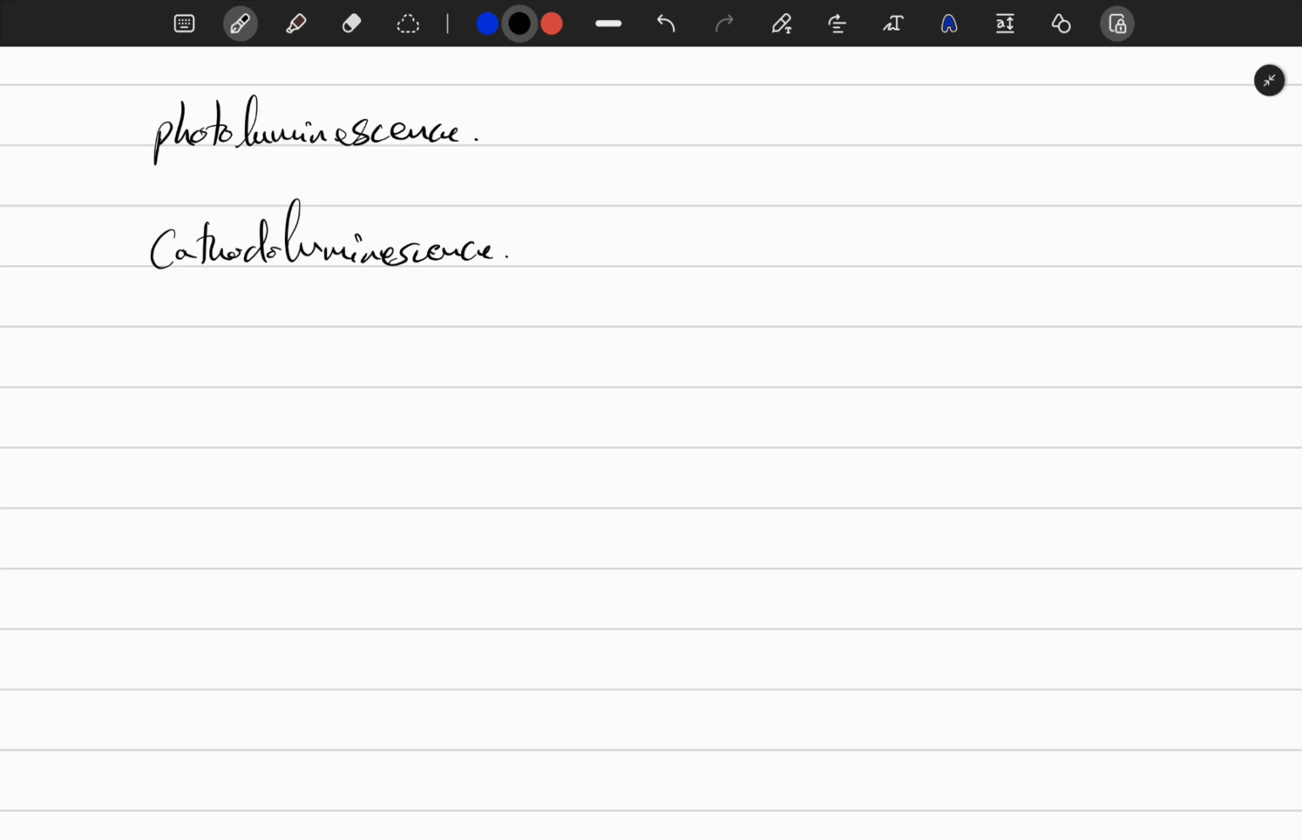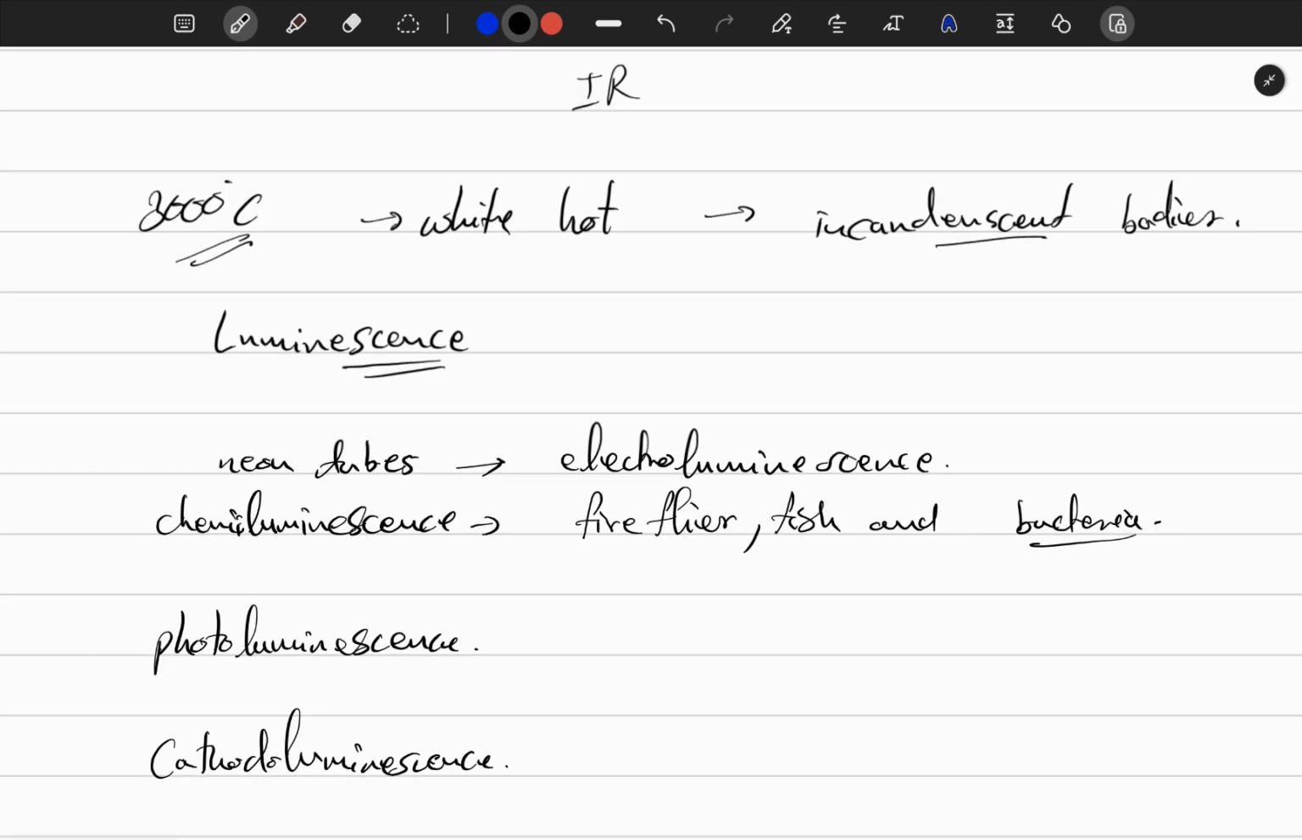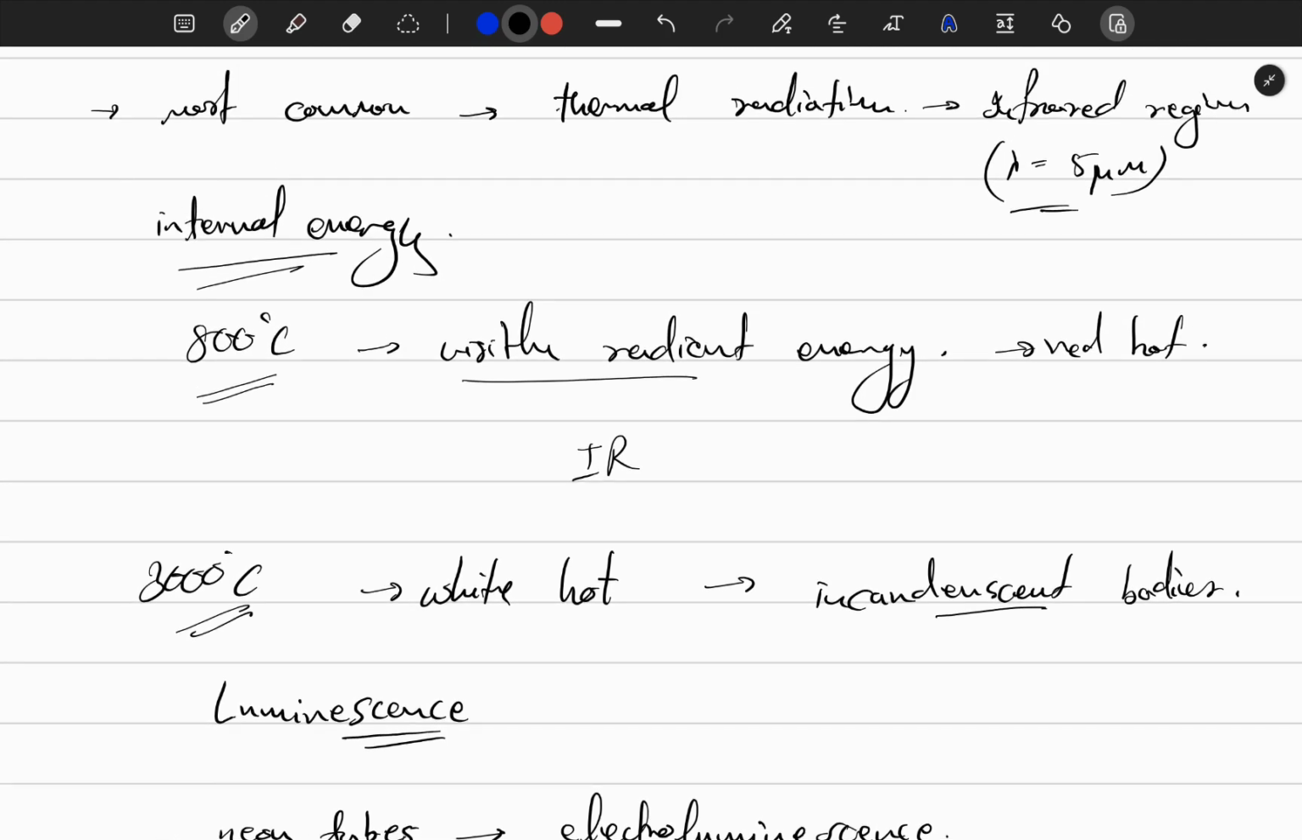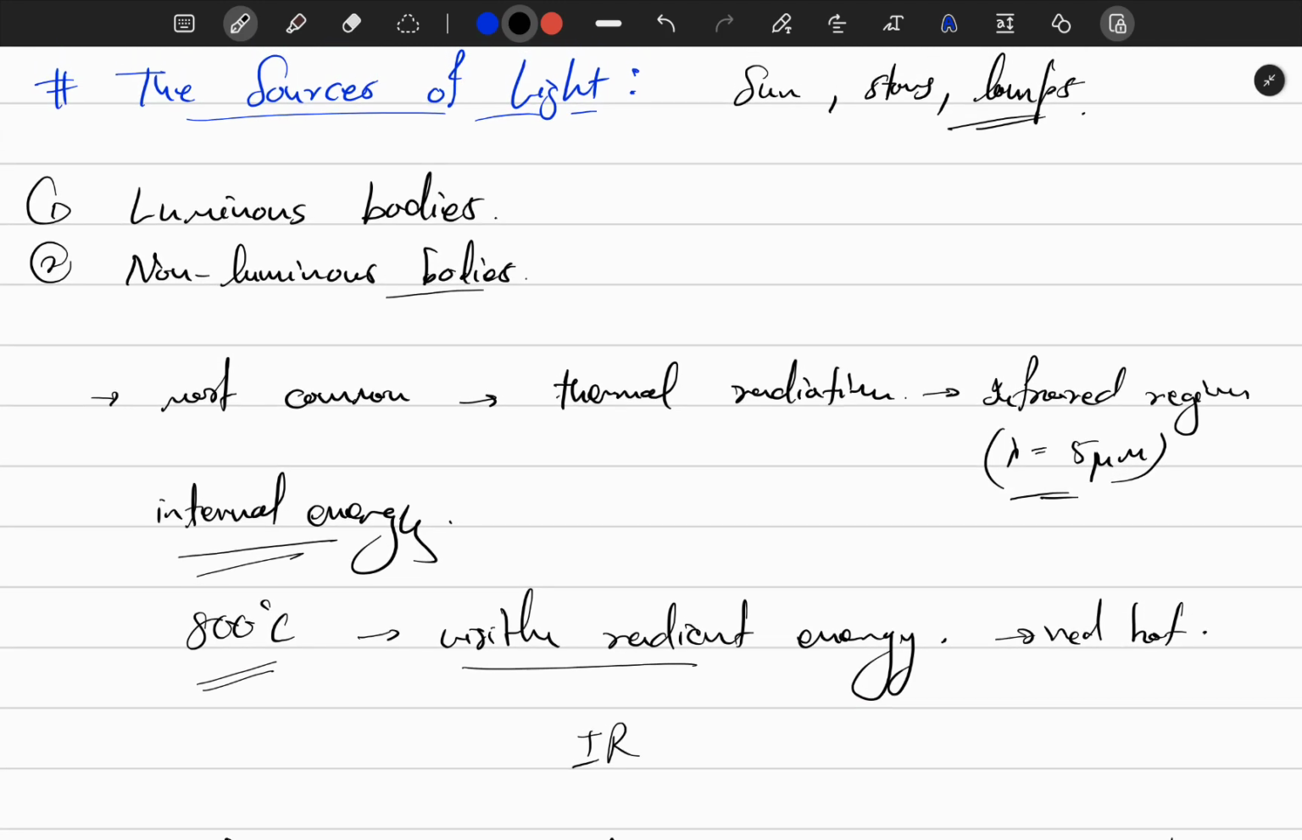So these are the TVs and computer screens which are not LED screens, which came before the LED TVs. The TVs were big boxes in which there are cathode ray tubes. So these work on the bombardment of the screen by high energy electrons. So these are different types of luminescence and different types of objects which are luminescent and luminous or non-luminous.